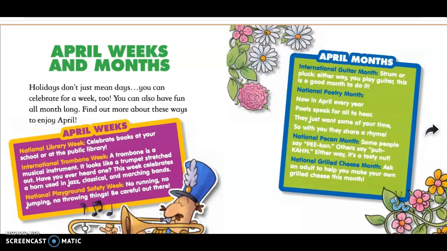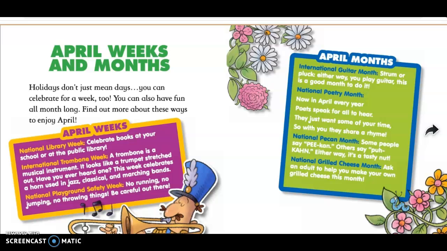International Trombone Week. A trombone is a musical instrument. It looks like a trumpet stretched out. Have you ever heard one? This week celebrates a horn used in jazz, classical, and marching bands. National Playground Safety Week. No running, no jumping, no throwing things. Be careful out there.